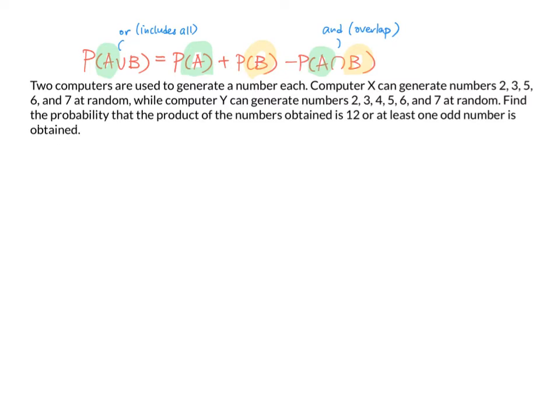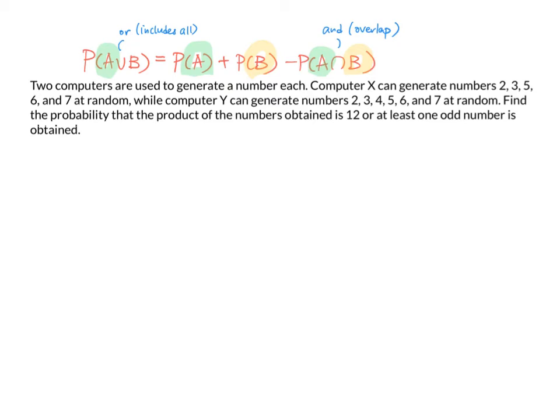Now, 2 computers are used to generate a number each. Computer X could generate randomly a number from 2, 3, 5, 6, and 7. And Y can generate a number from 2, 3, 4, 5, 6, and 7 at random. So we have one number from each computer. Find the probability that the 2 numbers multiply together to give 12, or at least one of these 2 numbers is an odd number.